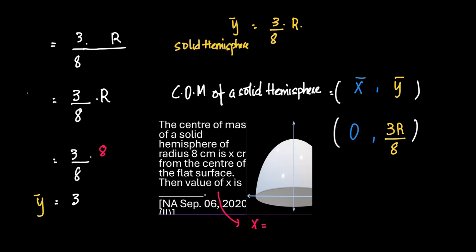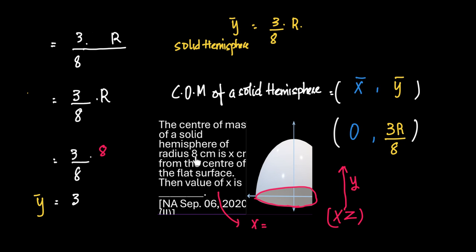Now, when I say center of mass of a solid hemisphere equal to x bar, y bar, we should understand that when the flat bottom is on the xz plane, and the height varies along the y-axis, then we have the center of mass of the solid hemisphere as x bar, y bar equal to 0 comma 3r by 8, which means the value of x bar will be equal to 0 and the value of y bar is 3r by 8. See, that is where the question in itself becomes really beautiful, because it has not specified any of the axis wherein the body is placed.